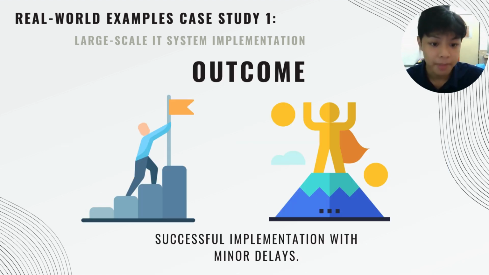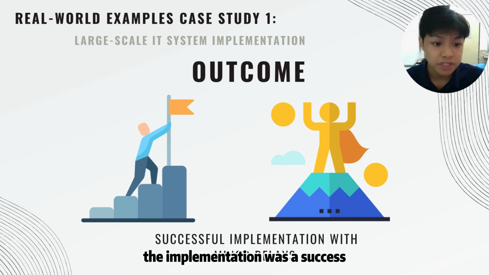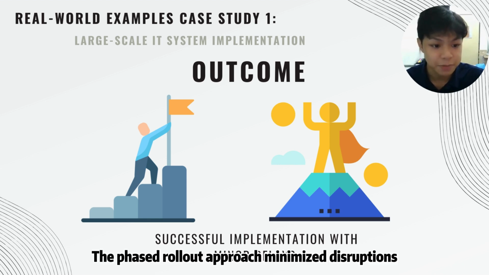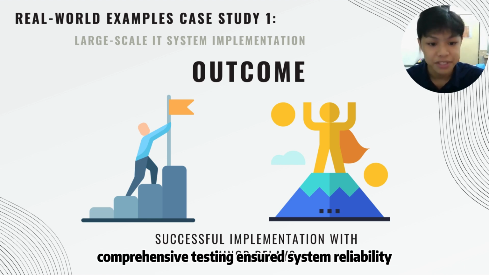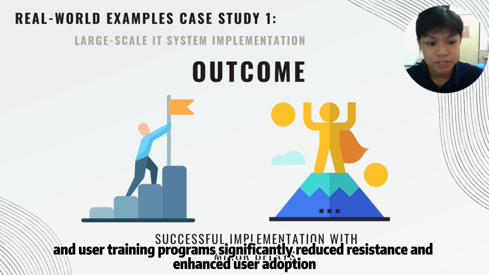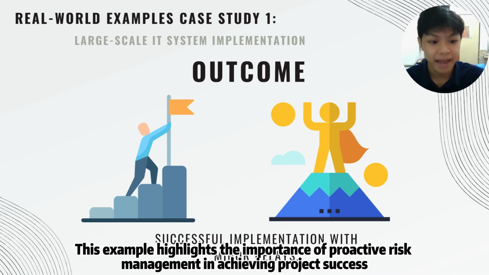Finally, what is the outcome? As a result, the implementation was a success, albeit with some minor delays. The phased rollout approach minimized disruptions, comprehensive testing ensured system reliability, and user training programs significantly reduced resistance and enhanced user adoption. This example highlights the importance of proactive risk management in achieving project success.